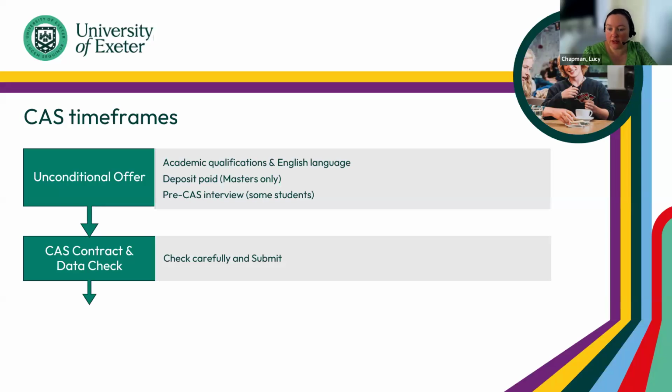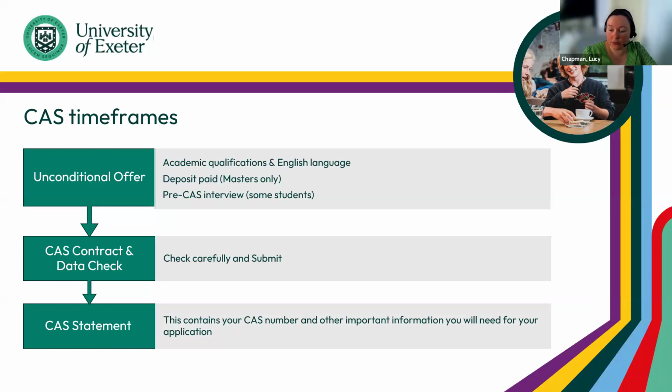Your unconditional offer is automatically picked up by the CAS team, who will send you a CAS contract and data check email within a few days. You need to read through this email carefully and follow the instructions. You're checking that all the information the university has about you is correct. If there are any errors, this is your chance to correct them. This information is being sent to UK Visas and Immigration in support of your visa application, so it's really important that it is all correct and up to date.